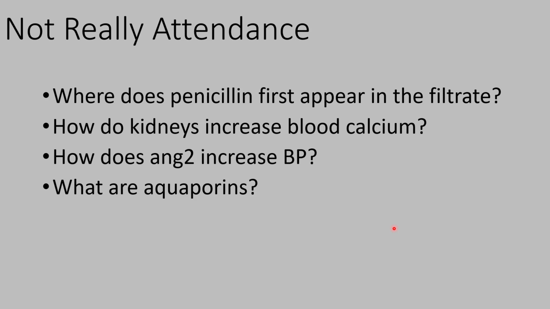Next, how do kidneys increase blood calcium? Well, they do it in two ways. One is under the control of PTH, parathyroid hormone. They increase blood calcium reabsorption at the distal convoluted tubule.